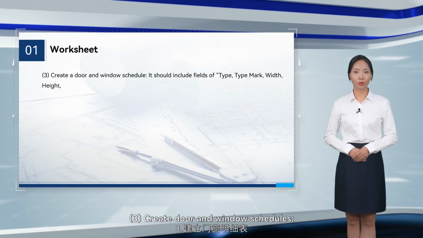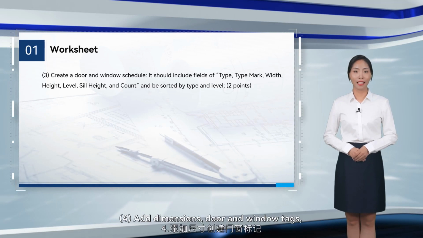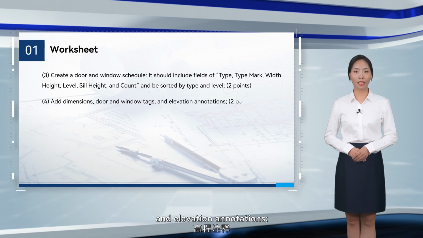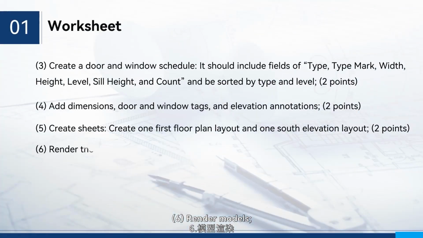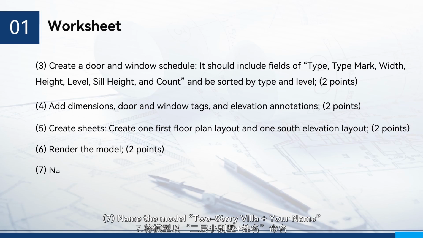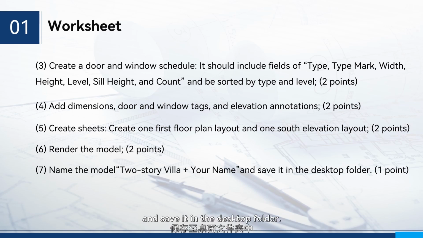3. Create door and window schedules. 4. Add dimensions, door and window tags, and elevation annotations. 5. Create sheets. 6. Render models. 7. Name the model two-story villa plus your name and save it in the desktop folder.